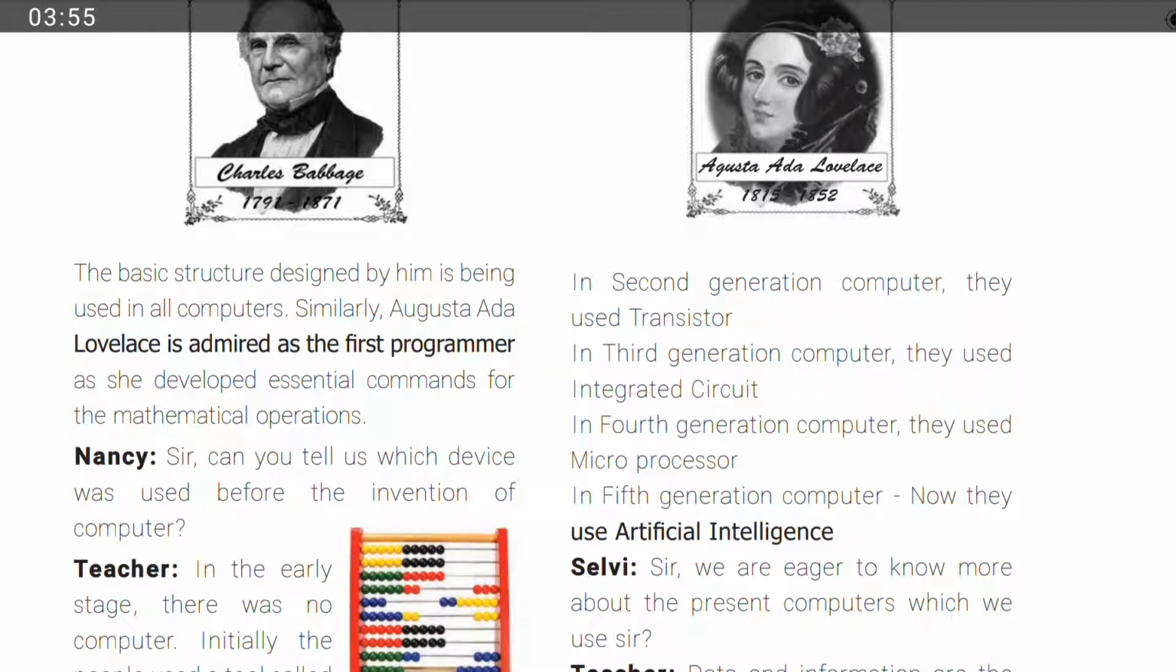So today we studied the parts of computer, the generations, and who invented the computer, Charles Babbage in the 19th century. And then we studied the 1st to 5th generations of computer.